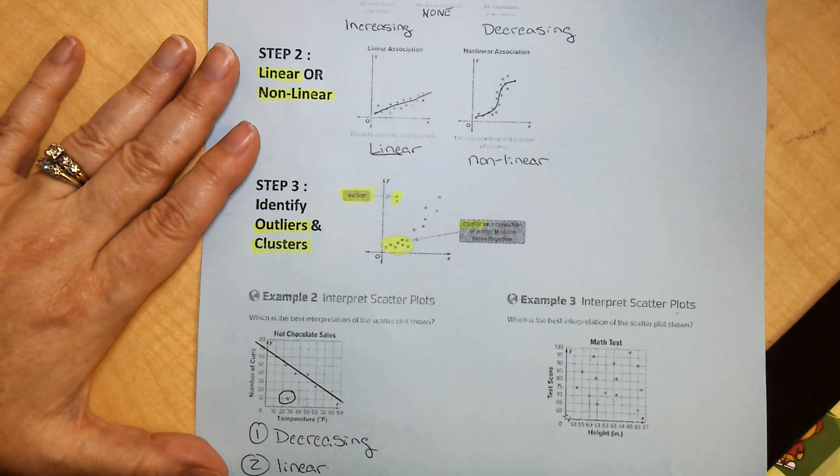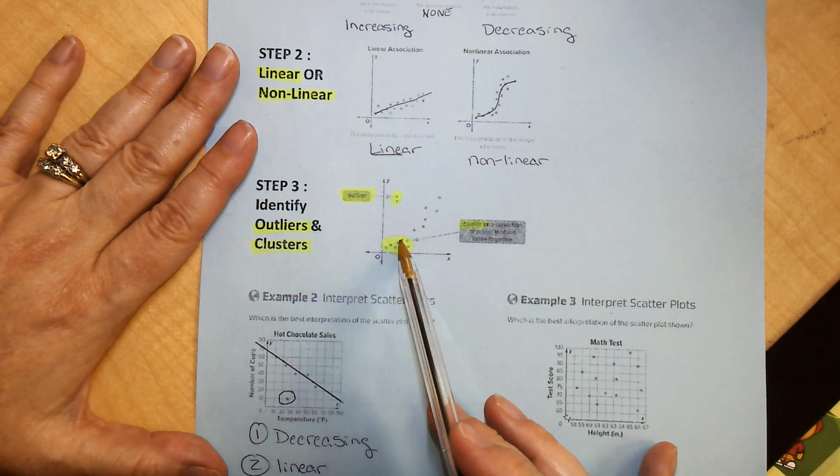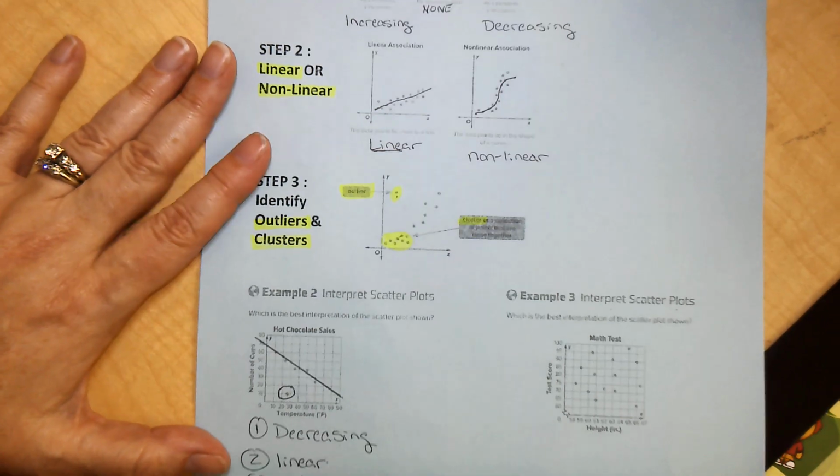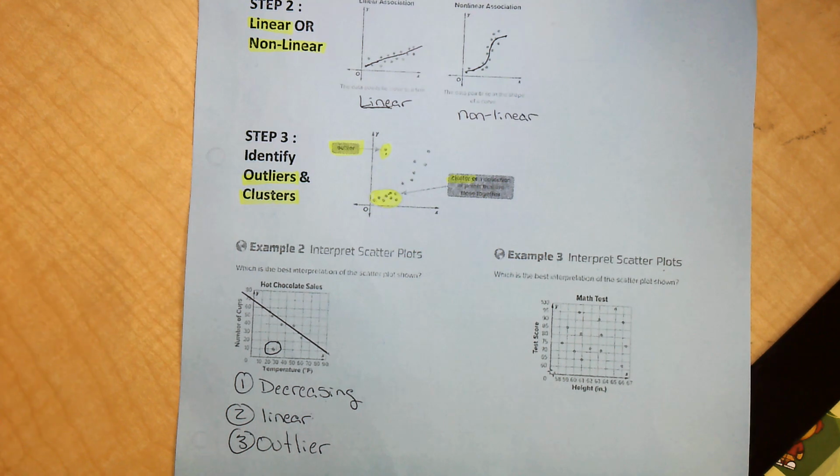Be careful on your assignment. When you are interpreting, you may not always have an outlier. You may have more of a cluster. Okay? So we have now interpreted it going through our 3 steps.